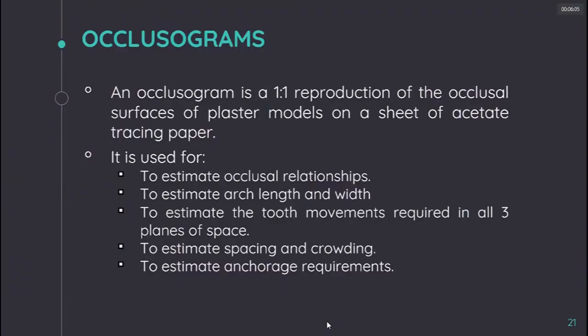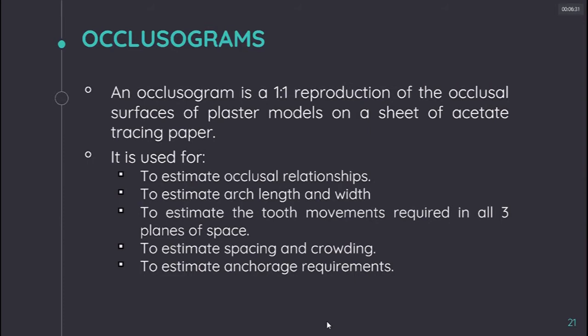Occlusogram. An occlusogram is a 1:1 reproduction of the occlusal surface of the plaster cast on a sheet of acetate tracing paper. It is used for estimating occlusal relationship, to estimate the arch length and width, to estimate the tooth movement required in all the 3 planes of space, to estimate the spacing and crowding. It also estimates anchorage requirements.